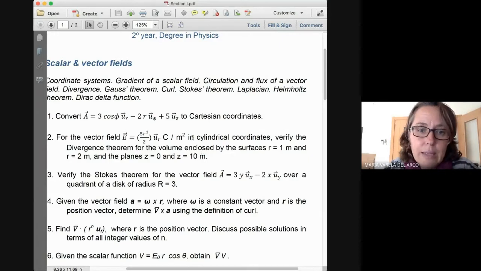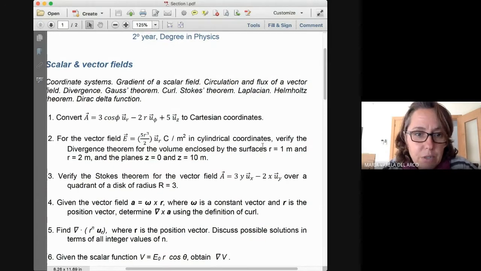You have to calculate the volume integral of the divergence of this field in this volume, and then check the flux of the field across the surface defined by these parameters and see that you get the same result. That's about it, okay?